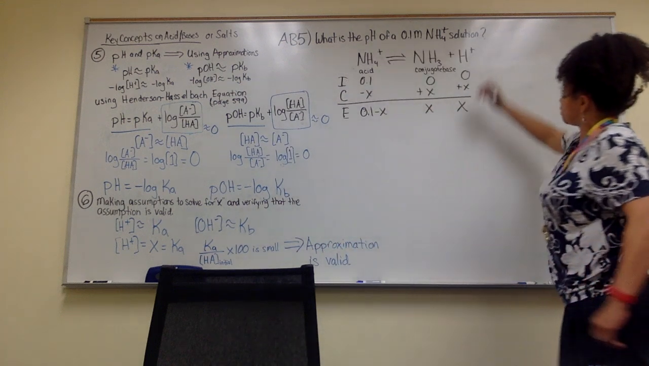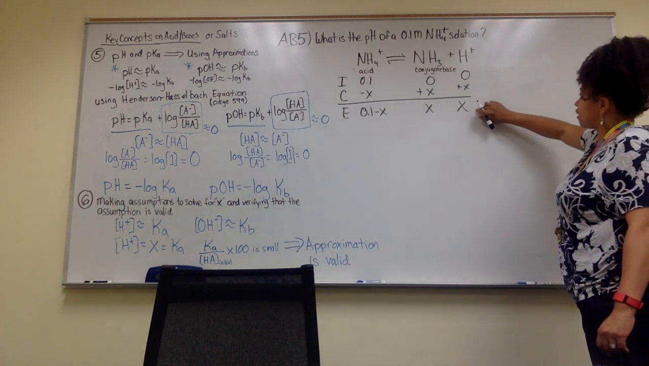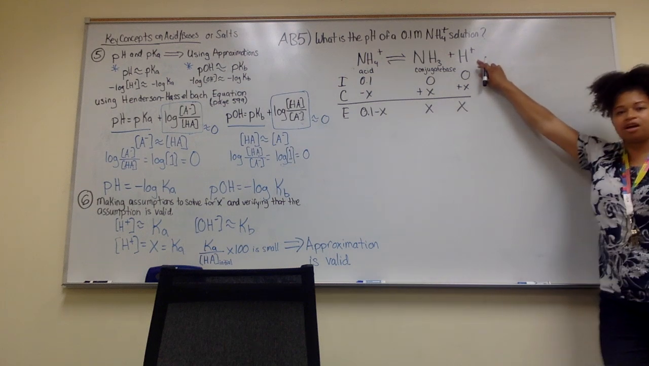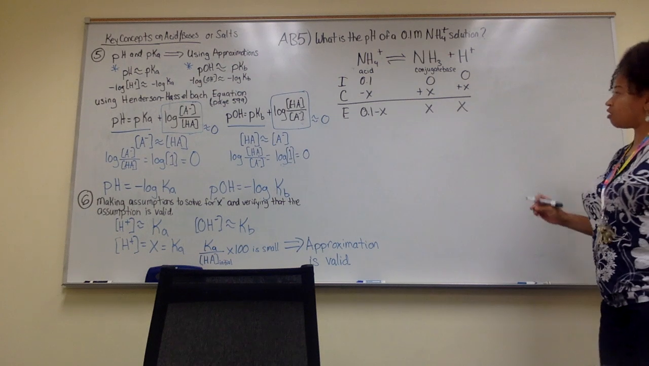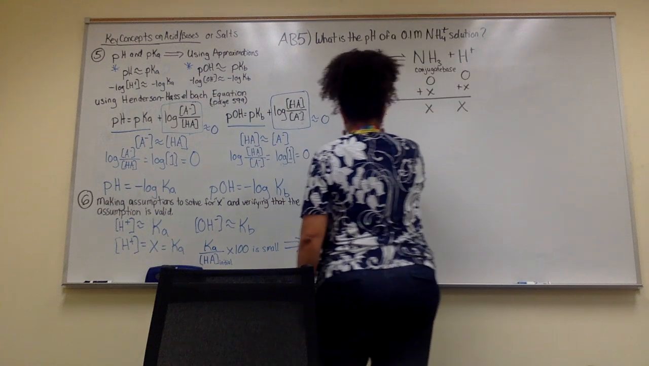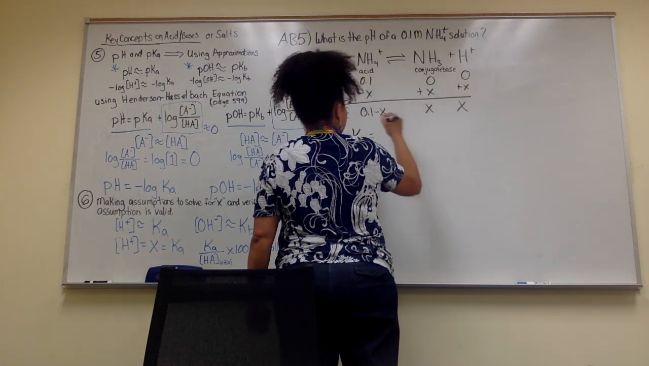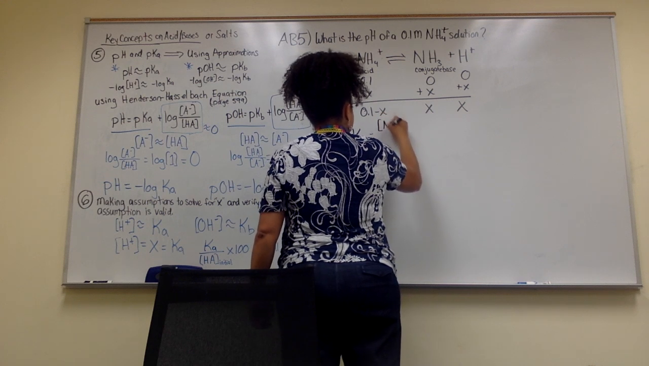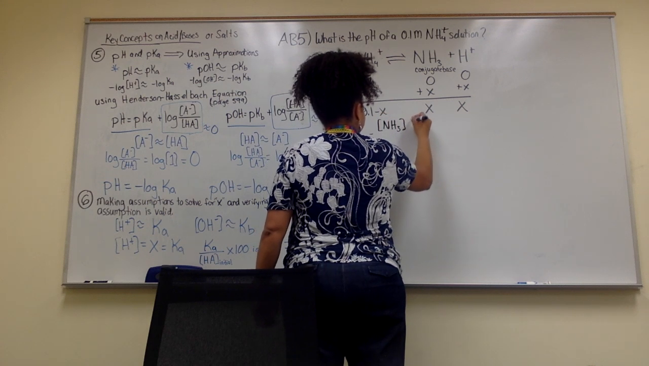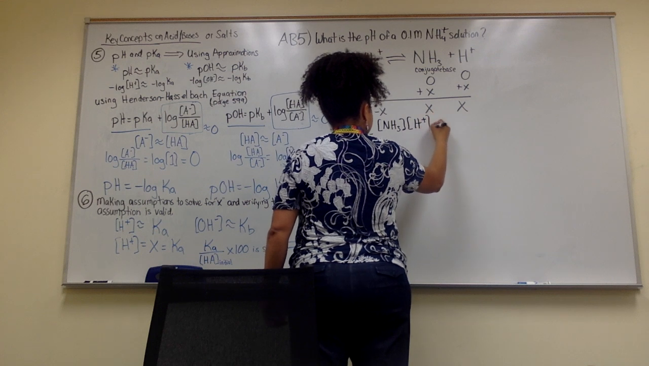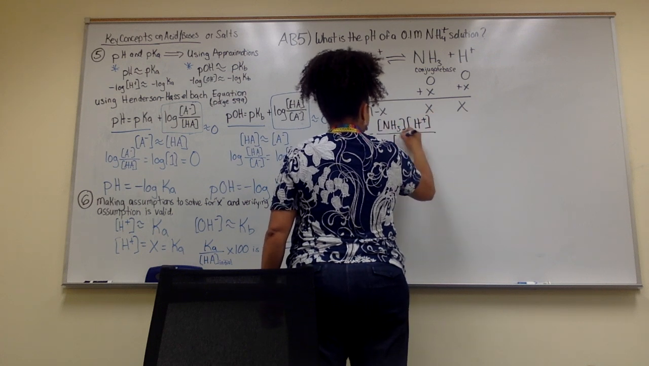And we are looking for pH, so that means that we are going to need our X to figure out our concentration of protons. And so all we need to do then is use the relationship, the Ka being equal to the products over the reactants.